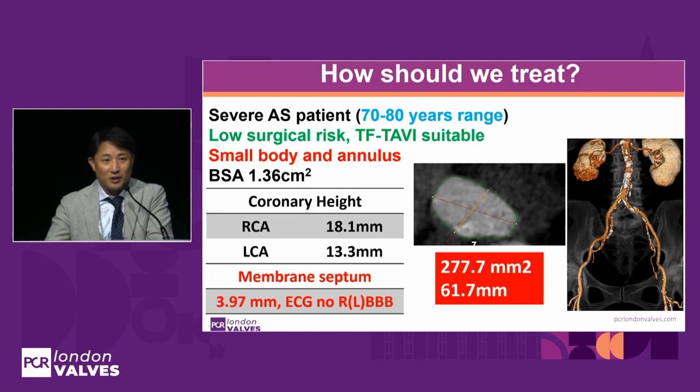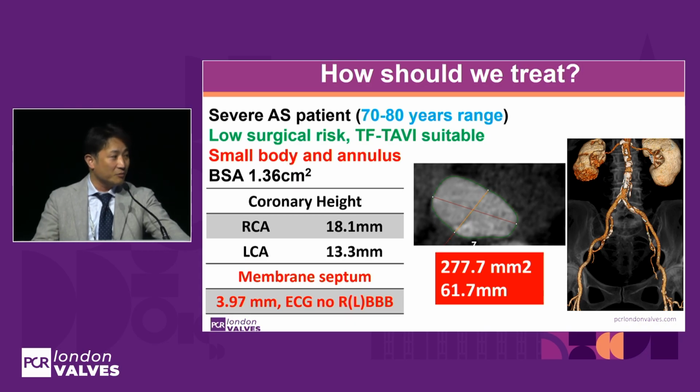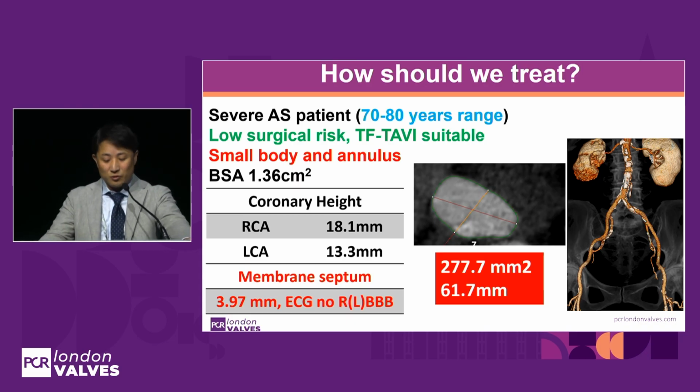So here is a summary of my case presentation. Severe aortic stenosis, relatively younger, 70 to 80 years old range, and low surgical risk patient, and TF is suitable based on the CT scanning. Coronary height is 18 and left coronary artery is 13. So there is no risk of coronary obstruction.